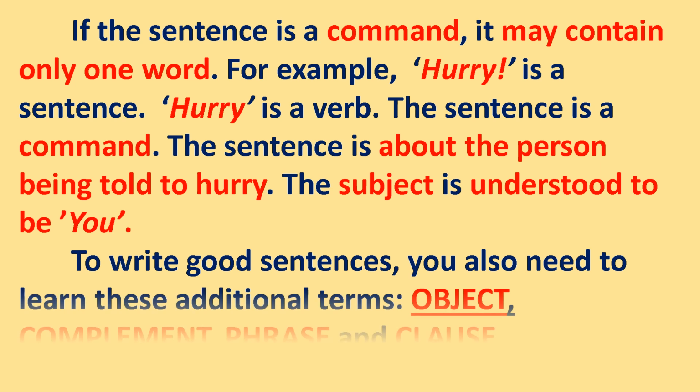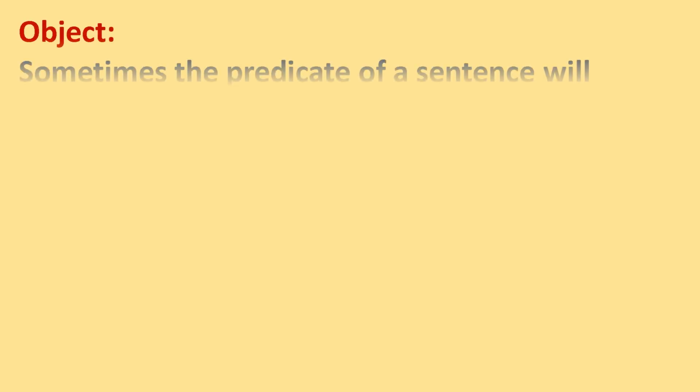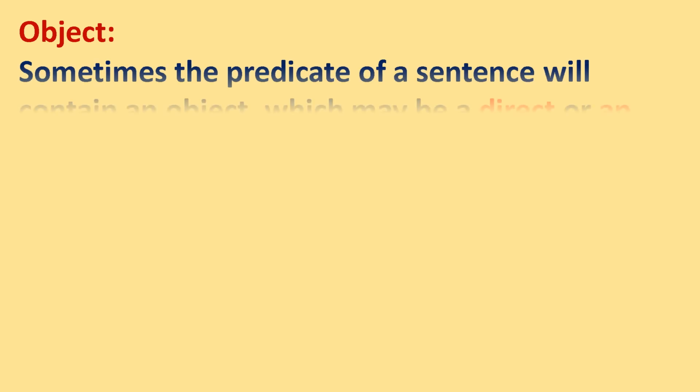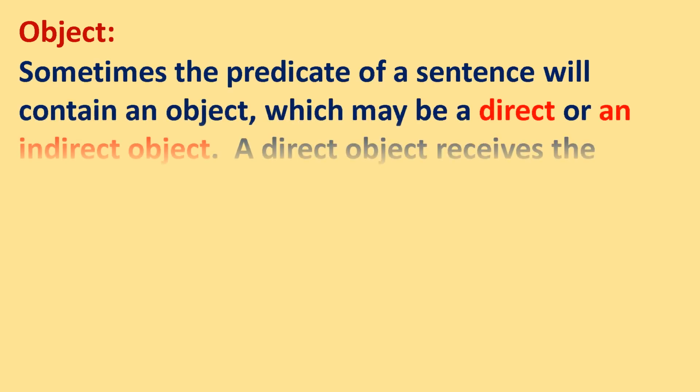To write good sentences, you also need to learn these additional terms: object, complement, phrase, and clause. Object. Sometimes the predicate of a sentence will contain an object, which may be a direct or an indirect object.